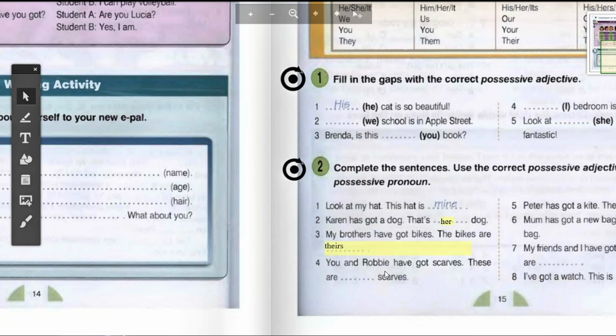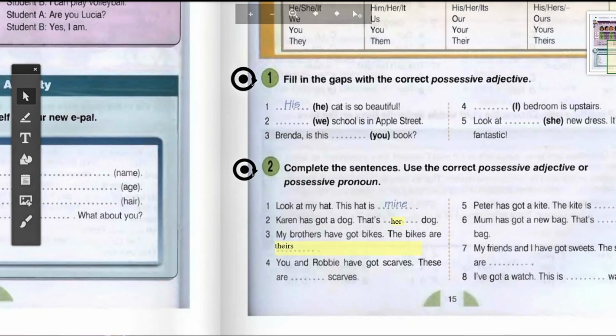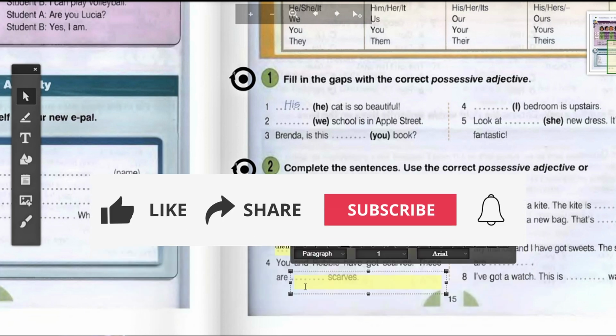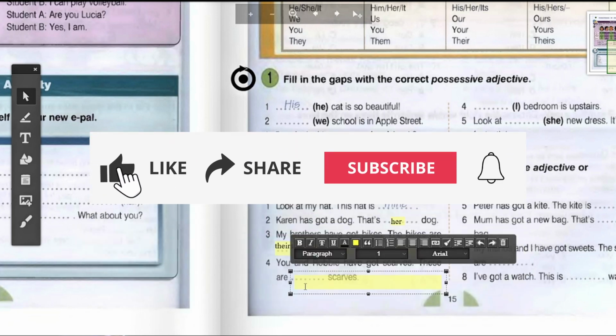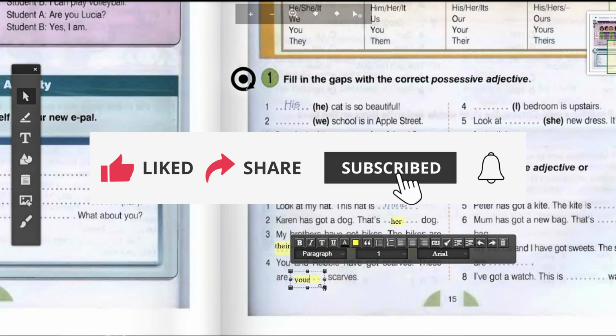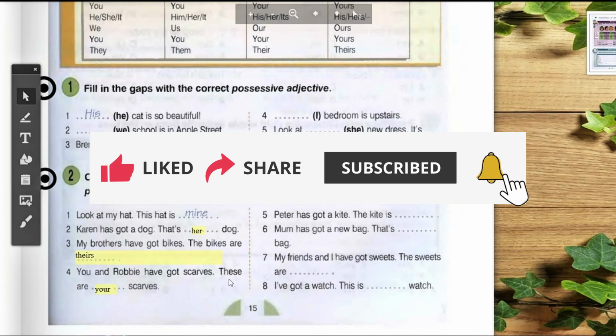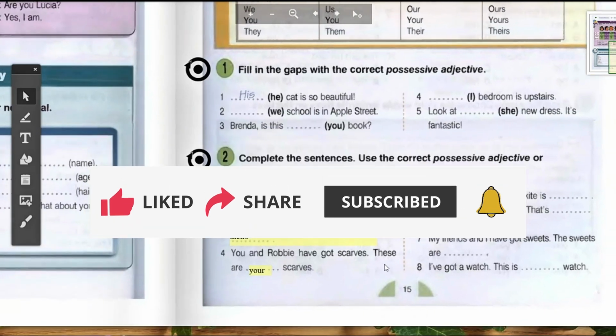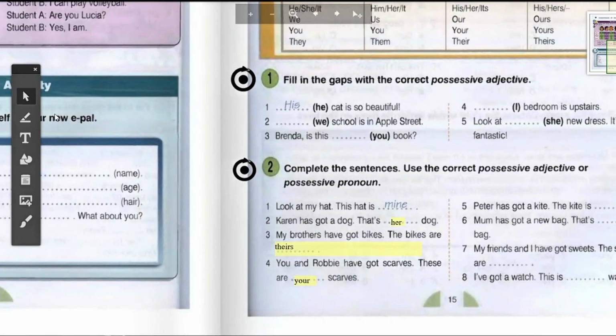Okay. You and Robbie have got scarves. These are, so you and Robbie, it means that it is your scarves. On the next one, Peter has got a kite. The kite is his, because Peter is a boy.